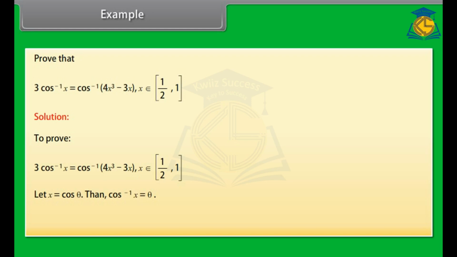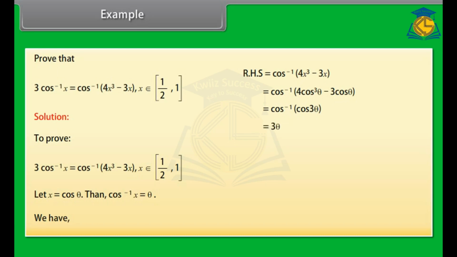Let x be equal to cos theta, then cos inverse x is equal to theta. We have right hand side equal to cos inverse of 4x cube minus 3x, which is equal to cos inverse of 4 cos cube theta minus 3 cos theta, which is equal to cos inverse of cos 3 theta, which is equal to 3 theta, which is equal to 3 cos inverse x, which is equal to left hand side. Hence, 3 cos inverse x is equal to cos inverse of 4x cube minus 3x, where x belongs to [1 by 2, 1].